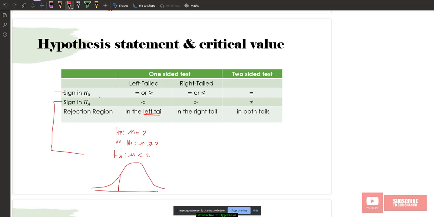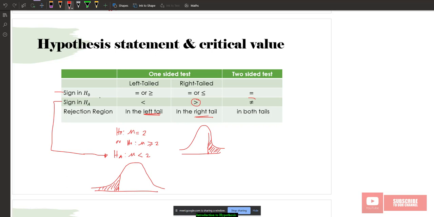How we know is based on the alternative hypothesis. If the alternative hypothesis is less than, the rejection region should be on the left tail. If the alternative hypothesis is more than, the rejection region should be on the right tail.